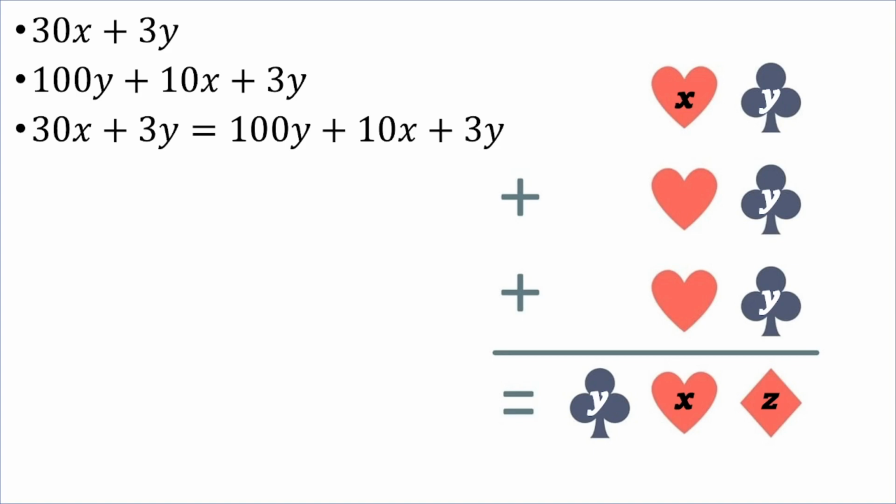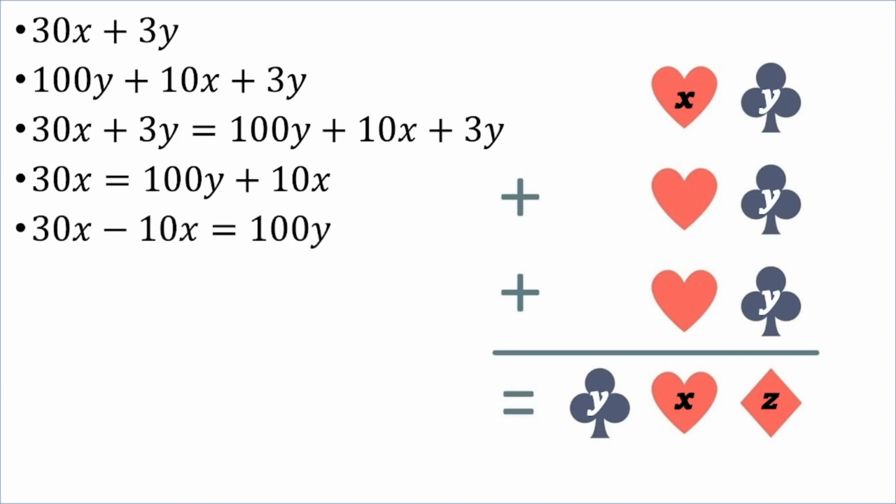I notice that I am adding 3Y on both sides, so those basically cancel out, and I'm left with 30X is equal to 100Y plus 10X. Transposing the 10X, I'll subtract that from 30X, and that leaves me with 20X. Dividing both sides by 20, I'm left with X is equal to 5Y.